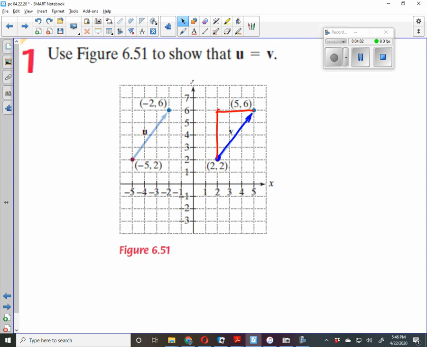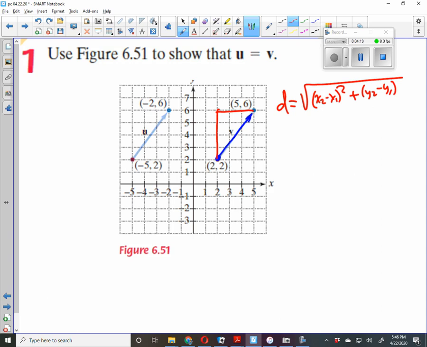In this case, what you're looking for is the distance formula, which equals the square root of x2 minus x1 squared plus y2 minus y1 squared, and then slope. The slope of the first one is 4/3. The slope of the second one is 4/3. So they have the same direction.